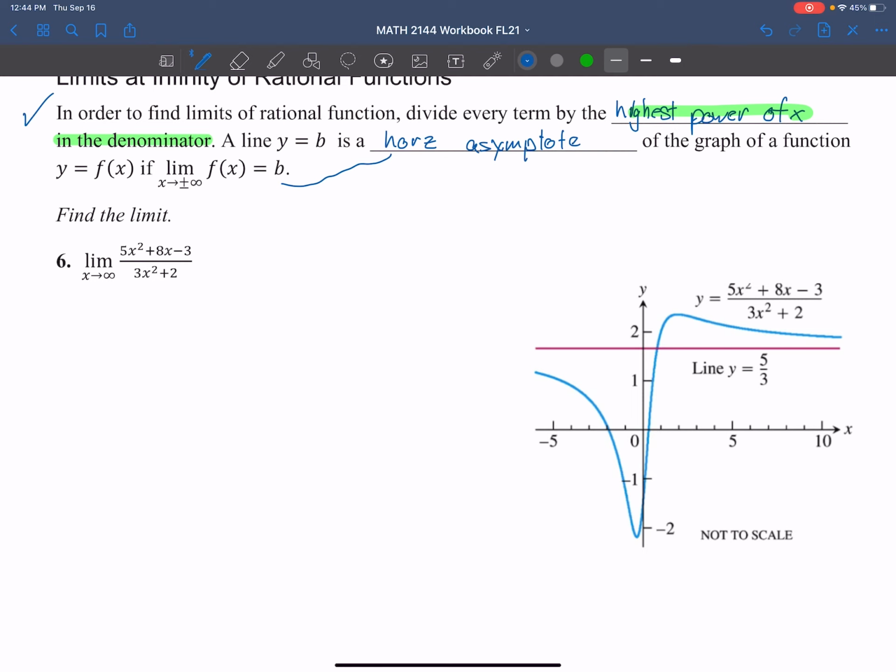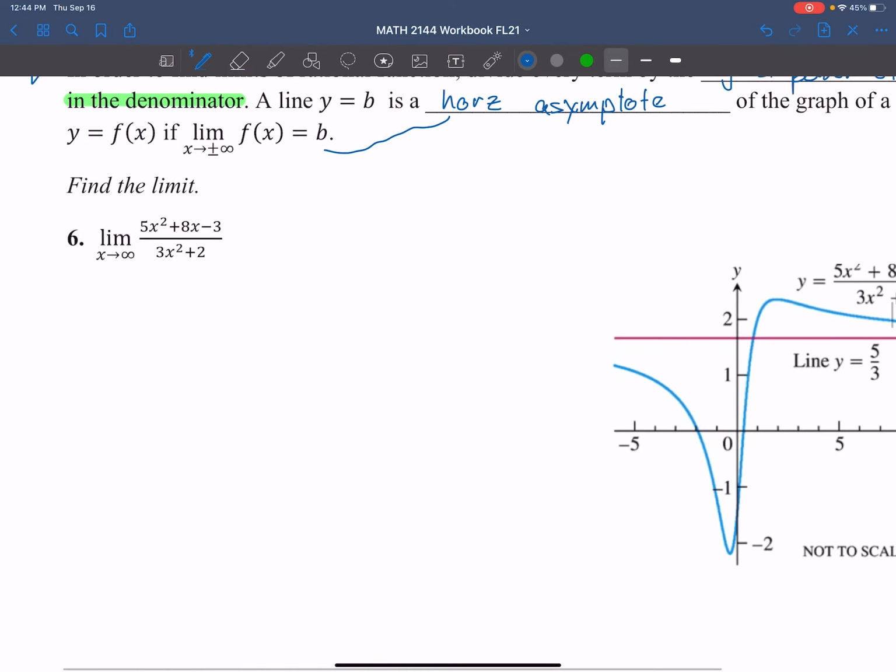So let's go ahead and look at number 6. I'm going to show you the steps that MyMathLab goes through so you aren't confused by it when you see it. But then I'm going to remind you of a quick property of rational functions that'll make everything easier.